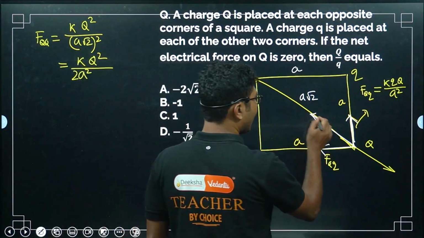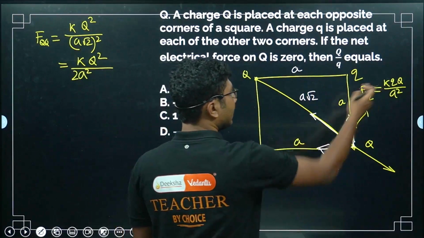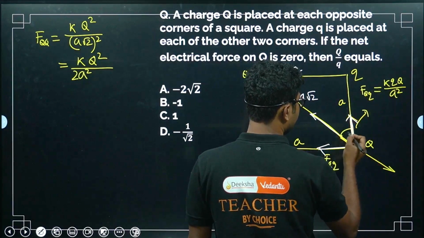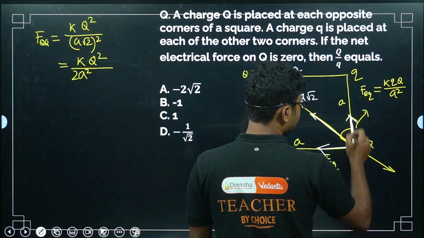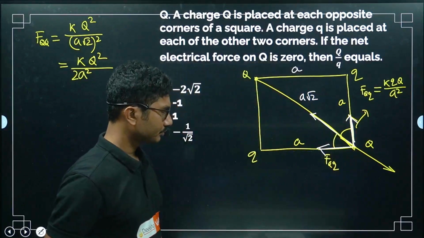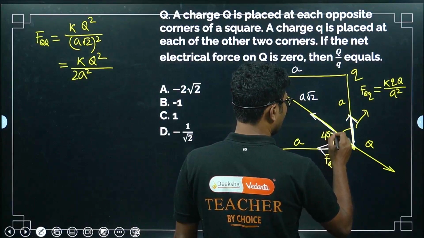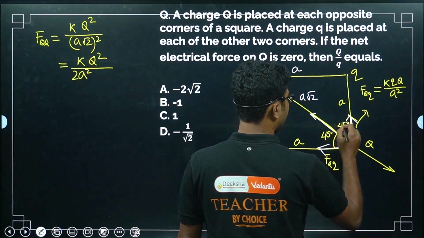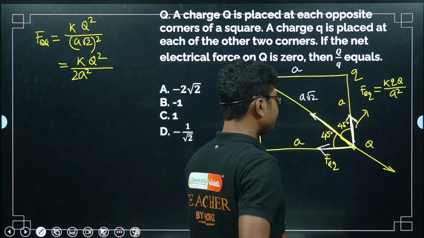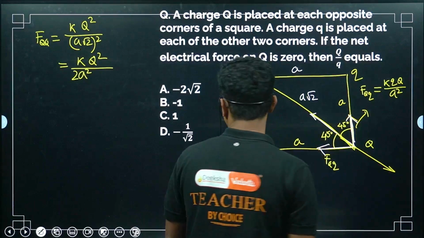Now how can we find the resultant of these two forces? To find the resultant, we have to take the component of these two forces in this direction. If this is the force FQQ, this is also FQQ, both are the same. If we find the component, this angle is 45 degrees, this is also 45 degrees, right? So if we take the component of these two forces along this axis, then the total force will be twice this component.